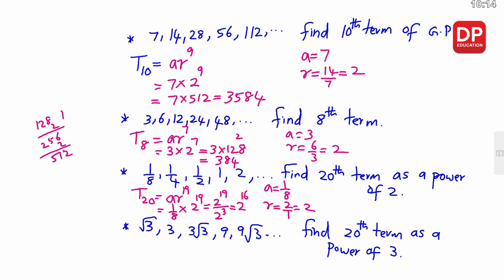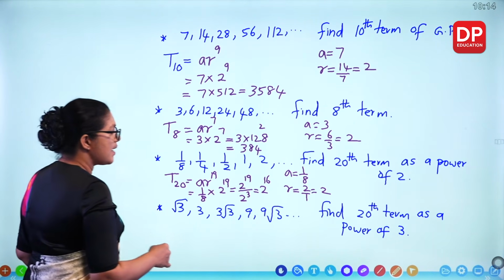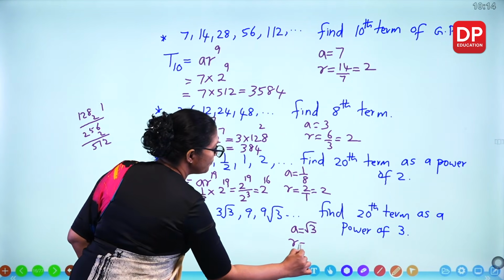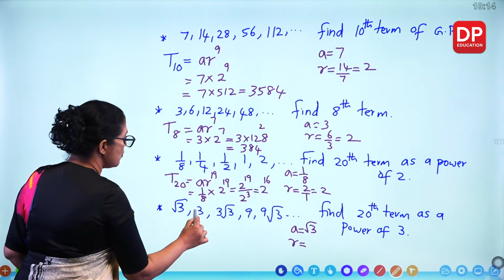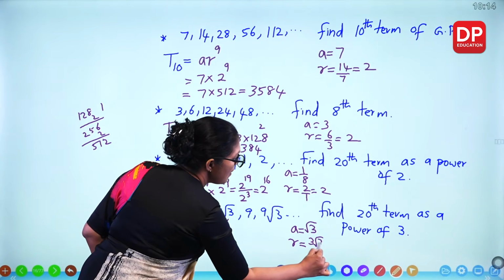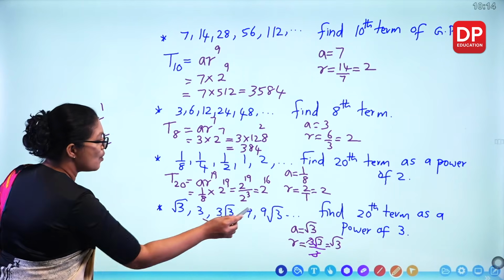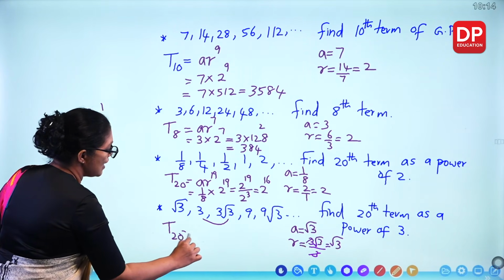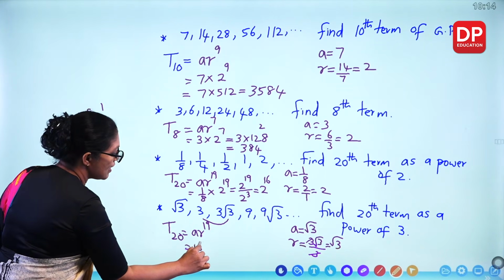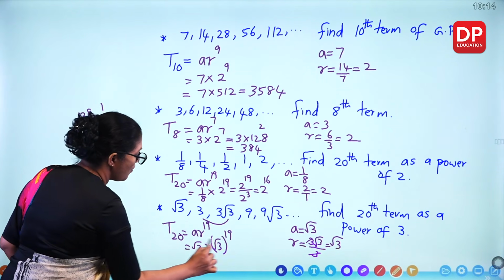Next one. Find 20th term as a power of 3 now. Identify the first term. First term is root 3. What's the ratio? Common ratio is, you can do this way, or this is the easiest way, 3 root 3 divided by 3. You get root 3. Now we know T20 is AR to the power 19. A is root 3. R is root 3 to the power 19 now.